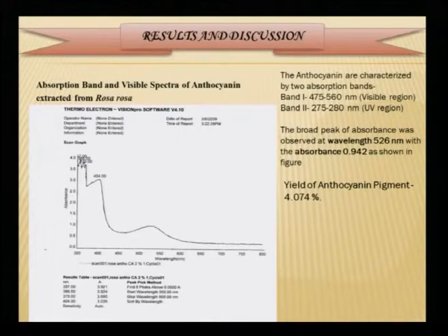And rightly so, we found a very appropriate band at 526 nanometer, which shows an absorbance of 0.94, and the yield that was calculated was about 4%. So, you see that just from the flower petals, 4% of dye can be extracted readily from the rose dye.